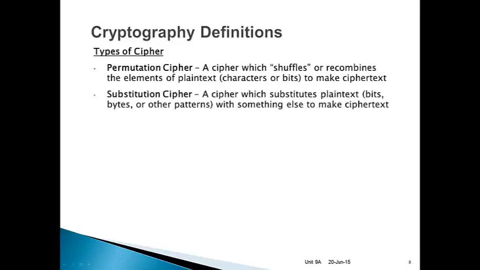A substitution cipher, on the other hand, takes the plain text and replaces it with something, again using a specific algorithm, and again the replacement is done with a key. So you can shuffle things around or you can substitute them, and most real ciphers use both of these together.